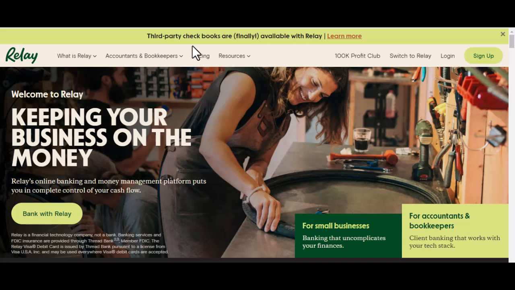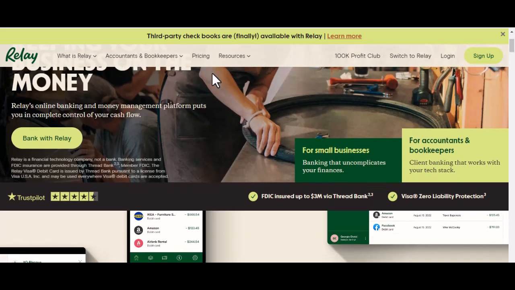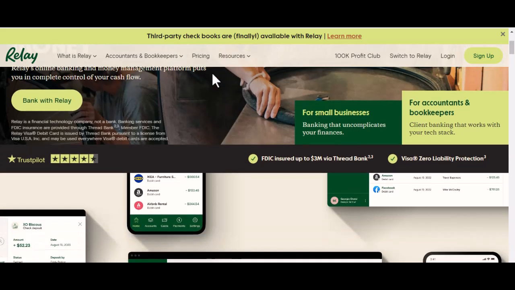Ever wondered if you can use your Relay card with CashApp? It's a question that's been popping up more and more in online forums and social media groups. Relay, with its sleek design and unique features, has become a popular choice for those seeking a convenient and secure way to manage their finances.